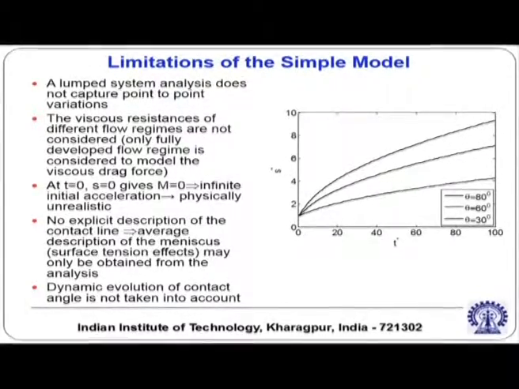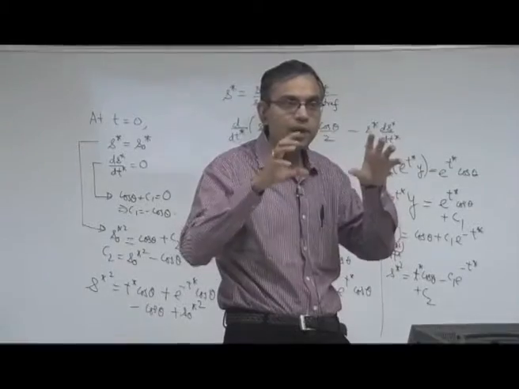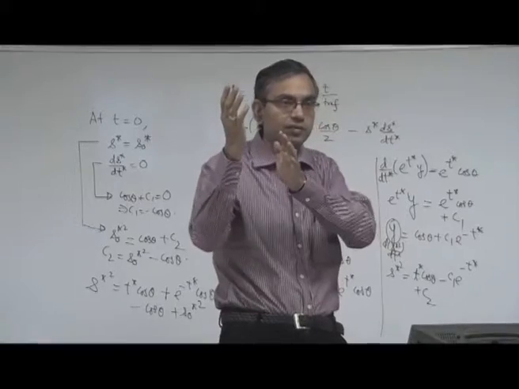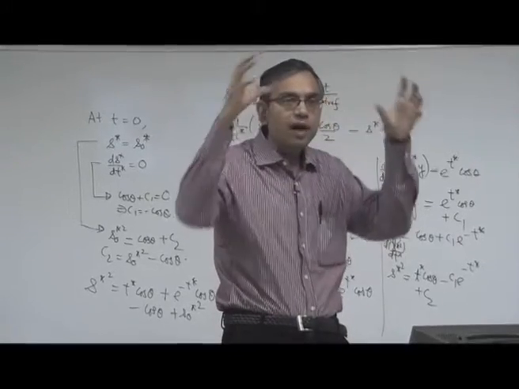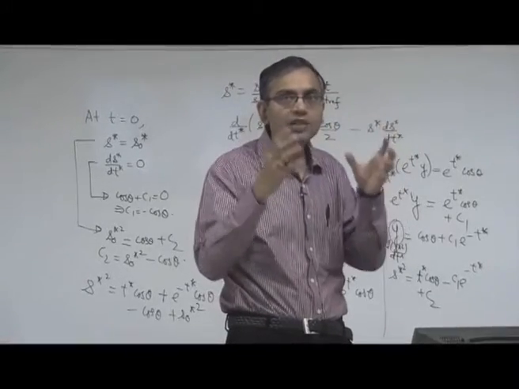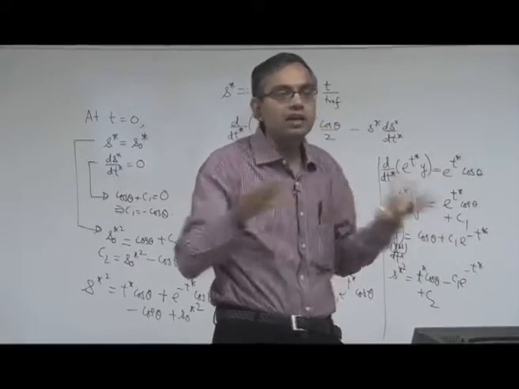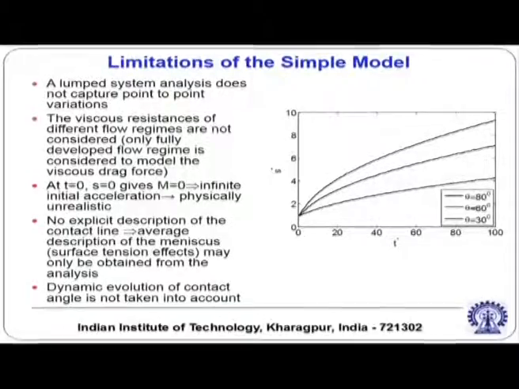The entire liquid mass within the capillary. Here we have considered a liquid-gas or liquid-vapor type of system. The entire liquid mass is idealized or modeled as a point mass. If you do that, then point-to-point variation is lost; you are not able to capture point-to-point variations. If somebody is interested in knowing what is happening in all details within the liquid, that cannot be captured by this model.